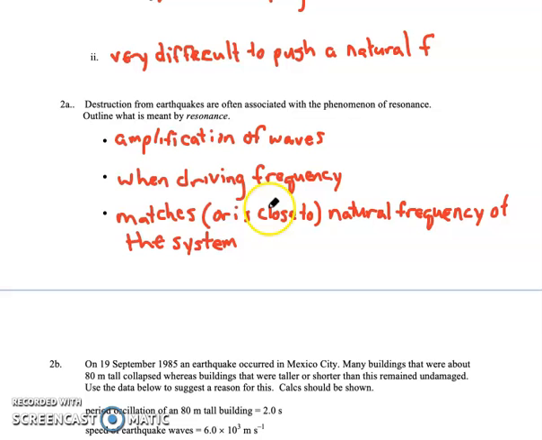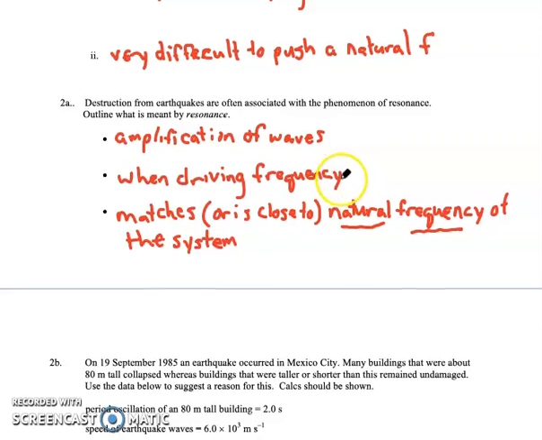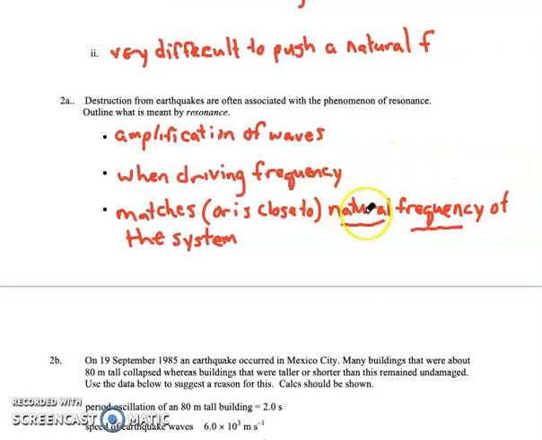Why does it occur? That's what the other two bullets are for. It occurs when the driving frequency, or some reference to something akin to that, you don't have to use those exact words, matches, and that word matters, or is close to, again, something to that effect, the natural frequency of the system. That term is really important, and you need to realize that resonance is due to the matching of two frequencies, a driving frequency and a natural frequency, and the result is an amplification, which is a constructive interference. You don't have to use the words constructive interference there.